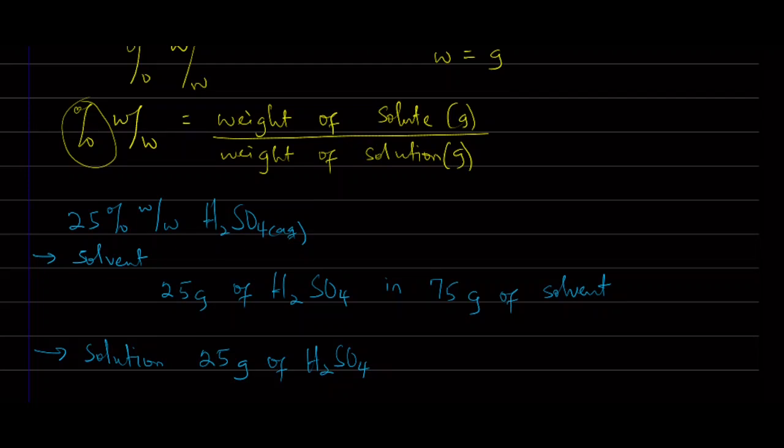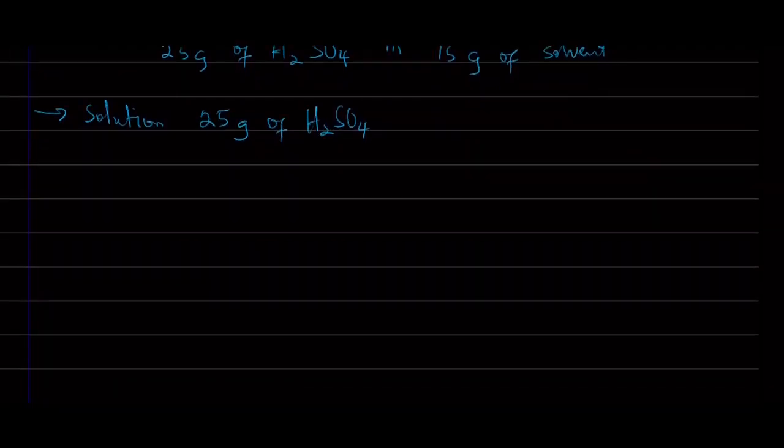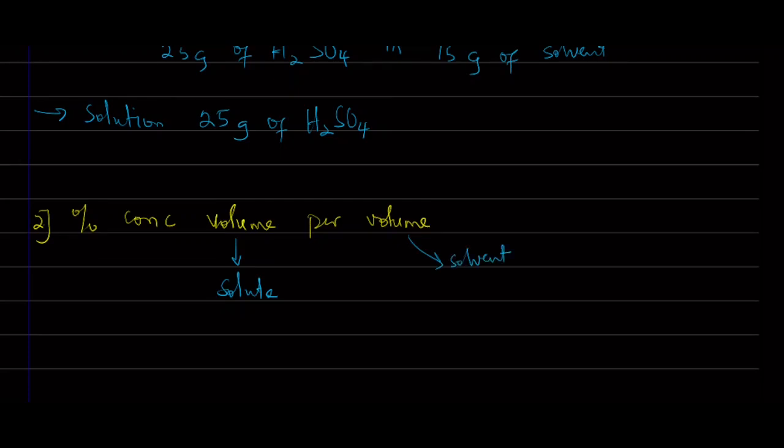Now let's look at the second percentage unit, which is percentage concentration volume per volume. As we have said the other time, we are interested in two components of the solution, which are solute and solvent. So the first one is for the solute, while the second one is for the solvent. So if you are to define this, we say this is the volume of solute.